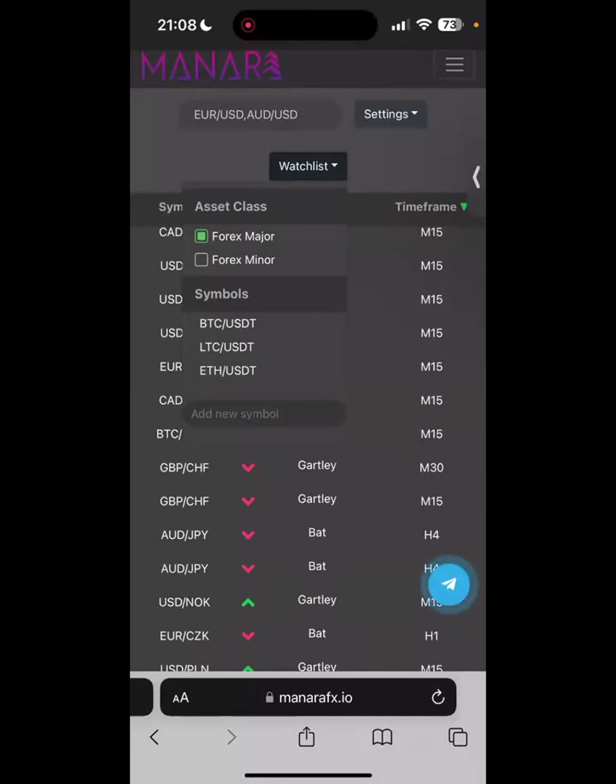So this is the 3 crypto pairs we added. Why? What does watch list mean? We're telling Manara that, oh, please put an extra eye out for pairs like this.